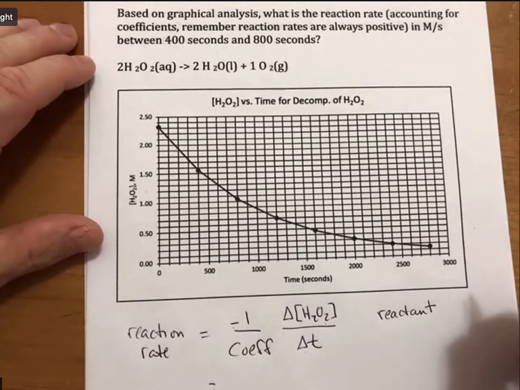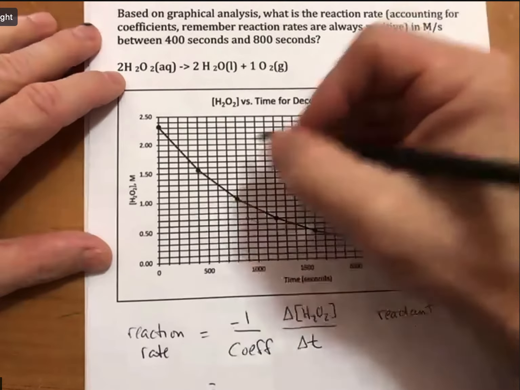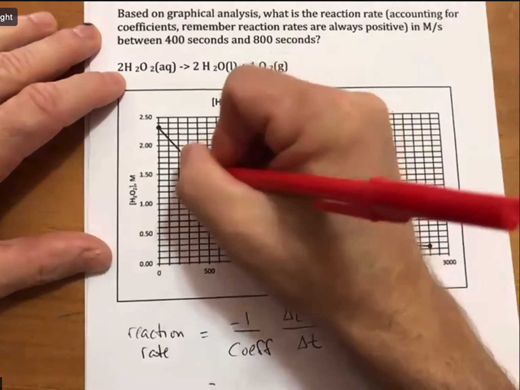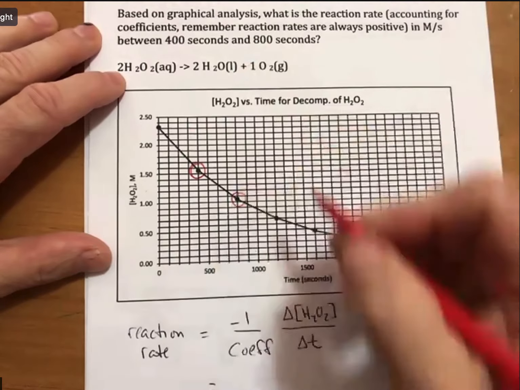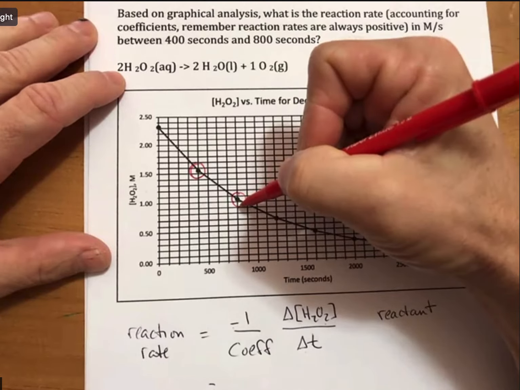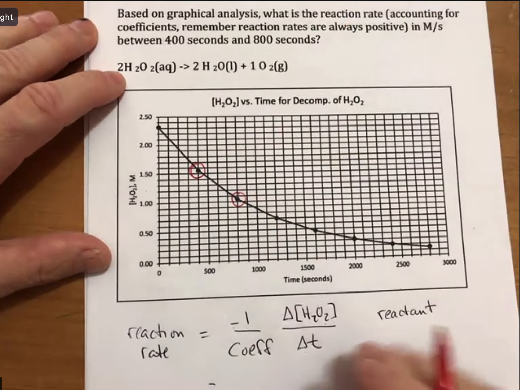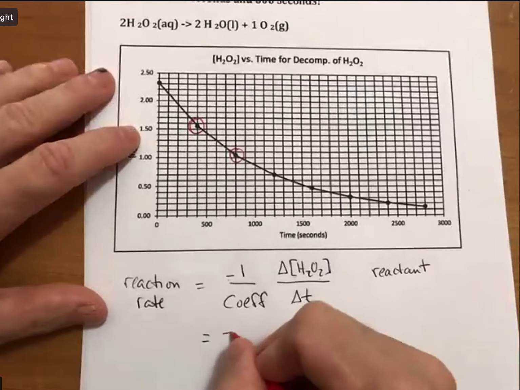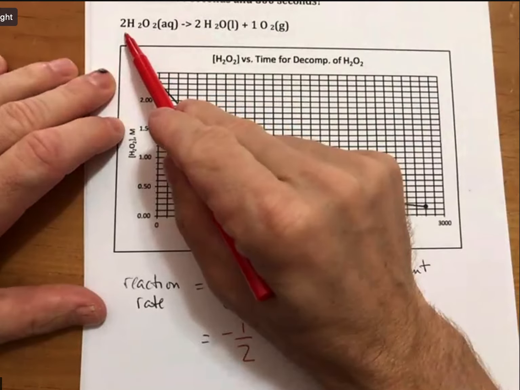And what this will cause you to do is you're going to have to, at 400, which is this point right here, and 800 seconds, we are going to have to read the graph to determine what the points are and then plug this in. So let's see what we got here. First off, it's minus 1 over 2 because the coefficient of peroxide is 2 up here.